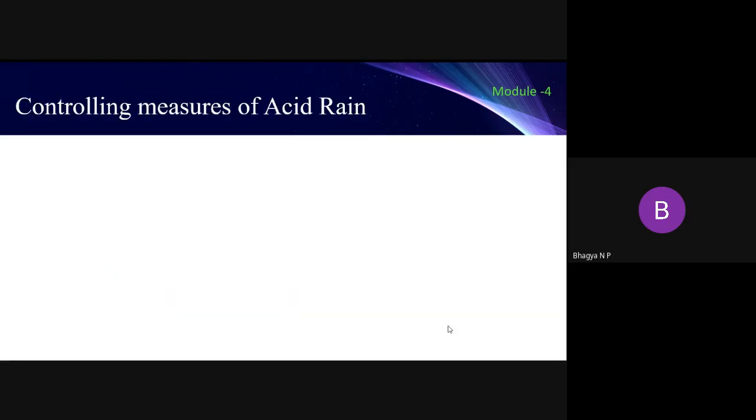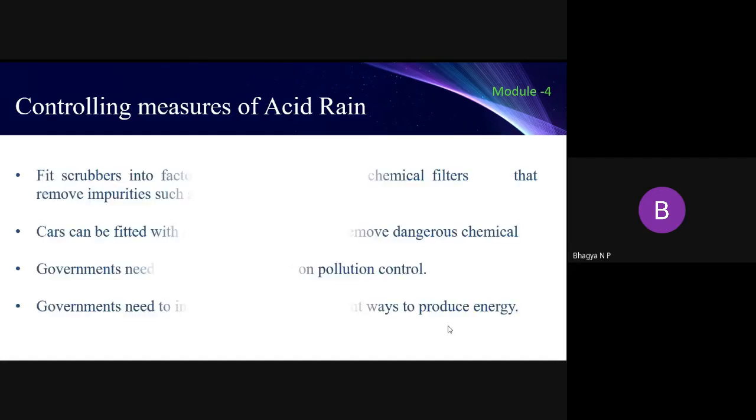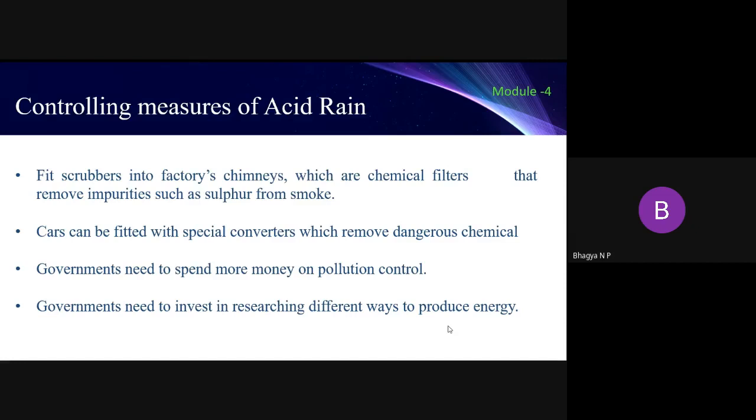Then, how do we control this acid rain? As I explained, acid rain is mainly because of the release of sulfur dioxide and nitrogen oxides. The main sources of sulfur dioxide and nitrogen oxides are factories and sometimes vehicles.